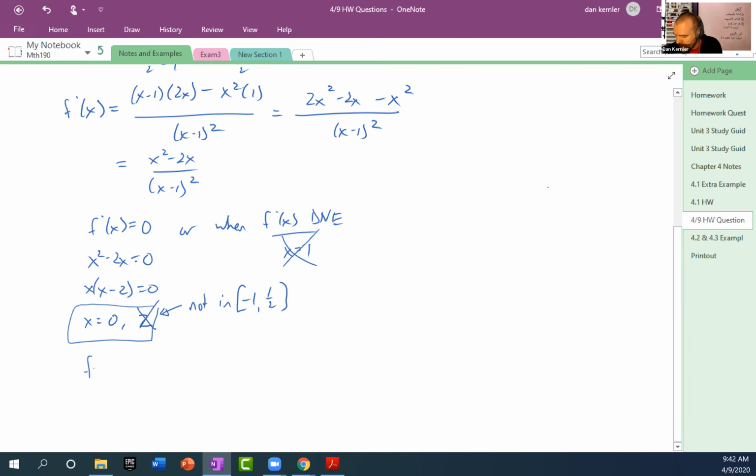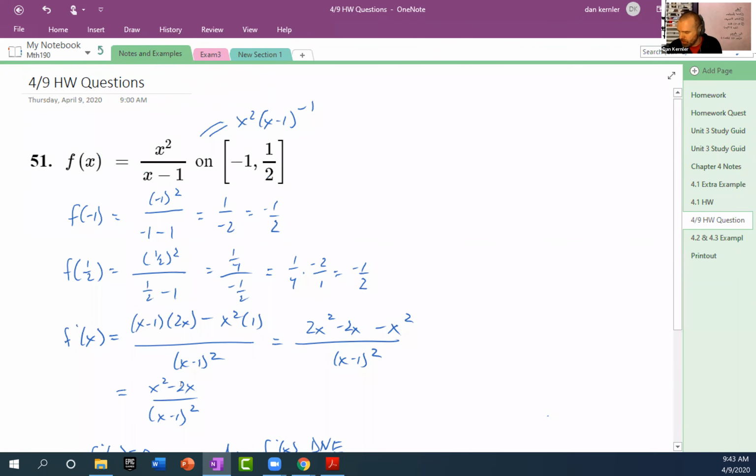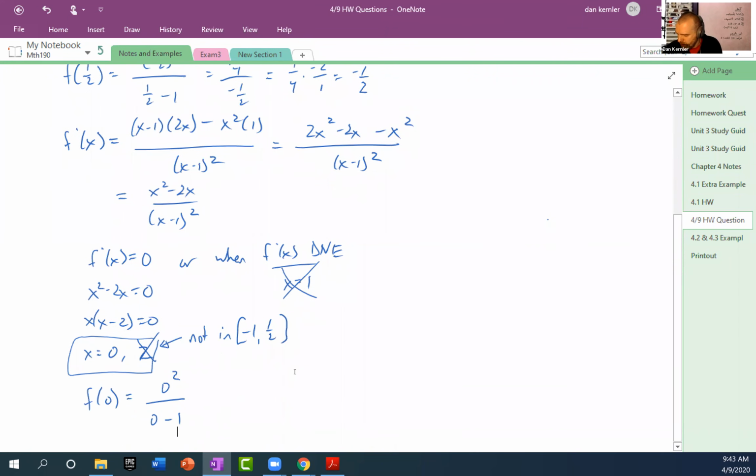Okay, so now we just test f at our 0, going back to the original function. 0 squared over 0 minus 1. That's 0 over -1, so that's 0. So if we summarize, f of the left endpoint was -1/2. f of the right endpoint was also -1/2. And f at our critical number was 0. And so it looks like the absolute minimum is -1/2, and the absolute maximum is 0.